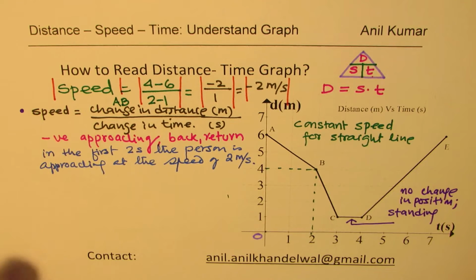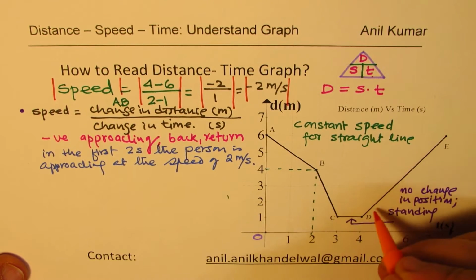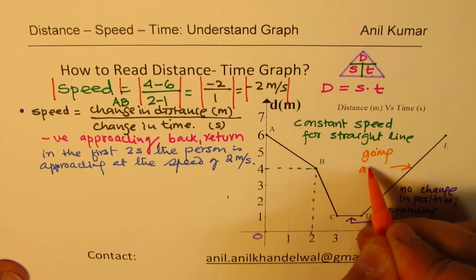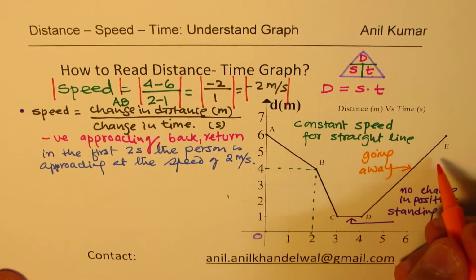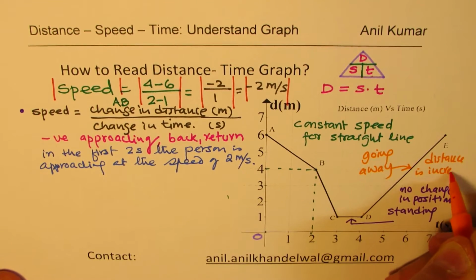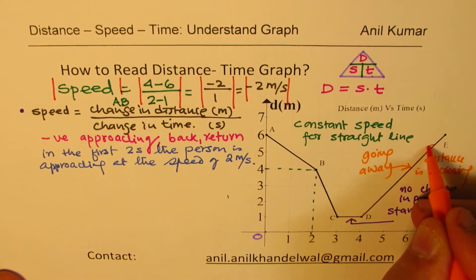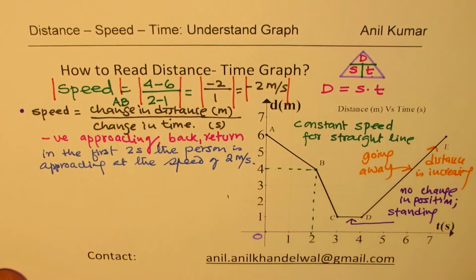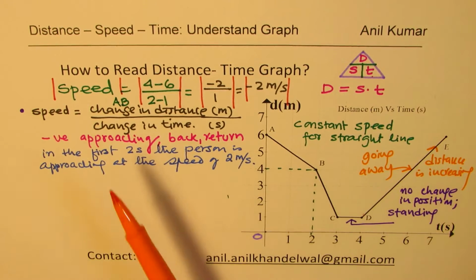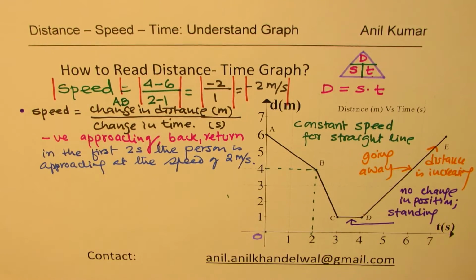That's very important, correct? Now, from D to E, as you can see, it is increasing, right? So in this portion, it is going away. We say distance is increasing, right? Do you see that portion? So from D to A, it is going away. So in every leg here, you have to find the speed and use these words, whether the person is approaching, going away, or at a point, standing. So that is regarding the speed, which you have to calculate from the graph. You get an idea, right?